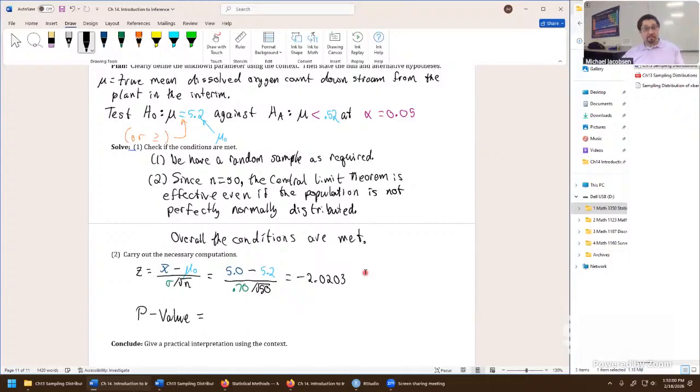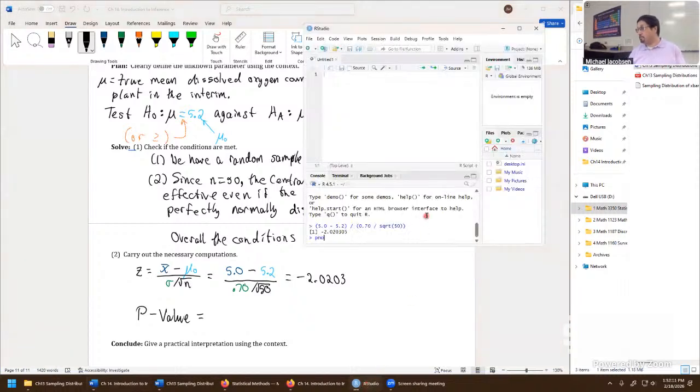But it's just a really fast probability computation. We want to take a left tail test, so that's just going to be pnorm of Z. So you would write here pnorm negative 2.0203, and you're done. That's the entire p-value, 0.0217.